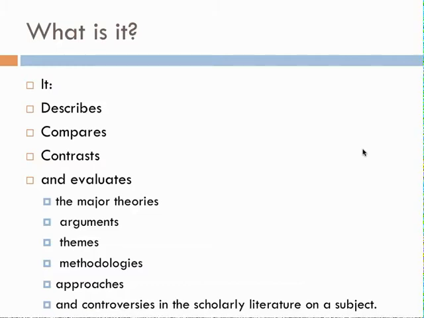They'll look at the major theories. They'll look at arguments that have been made about this idea. They'll look at the other themes that have come out. They'll look at the methodologies. How have people researched this in the past? What approaches are they taking? Qualitative, quantitative, etc. And are there any controversies that we should know about as readers before we read your research?